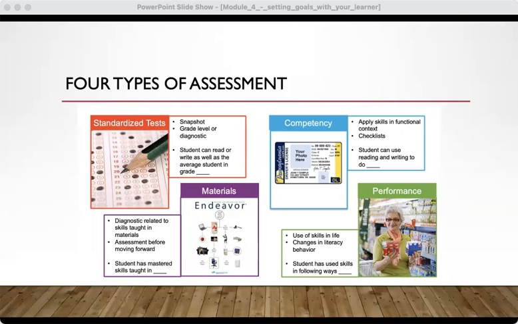Each of the assessments mentioned above has its own strengths and weaknesses. Standardized tests are easy to quantify. Materials-based assessments provide detailed, regular insight into the student's learning. Competency-based assessments demonstrate clear progress toward the student's goals. And the performance assessments show long-term impact on the student's life. A good assessment process will include multiple types of assessment to get a complete picture of the student's literacy growth.